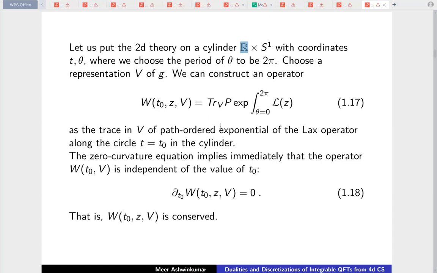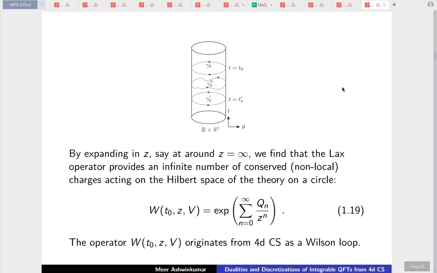What is advantageous in 4D Chern-Simons theory is that this object, which looks like a Wilson loop, actually is a Wilson loop from the perspective of 4D Chern-Simons theory, because this Lax operator can be identified with the gauge field of 4D Chern-Simons theory. So we basically can observe that the conservation of the monodromy matrix in 4D Chern-Simons theory corresponds to the ability to move the Wilson loop freely in this R direction, which is parameterized by T.